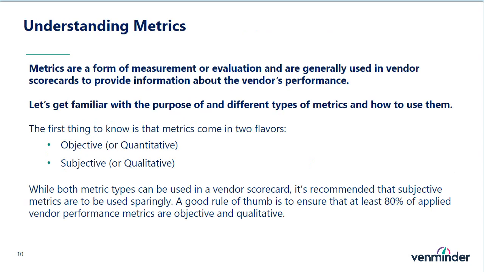We're going to talk about metrics just a little bit. The first thing is that metrics come in two flavors, right? They're either objective or subjective. Now, we'll get into more detail about each type in just a minute. But I want to say, first of all, that both types of these metrics are valid, and both can be used when you're talking about your vendor performance. However, we should ensure that objective or quantitative metrics account for the majority of our metrics. So let's talk about both types to understand why.